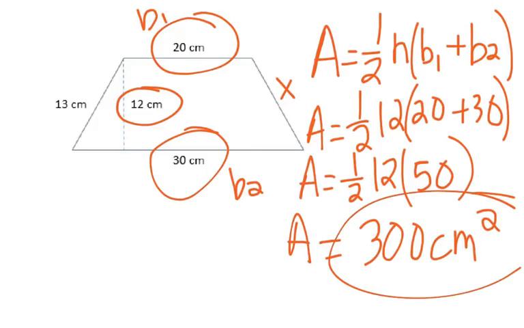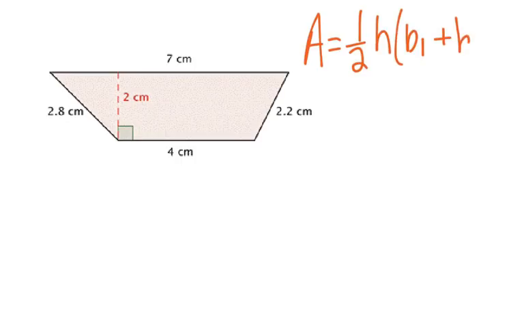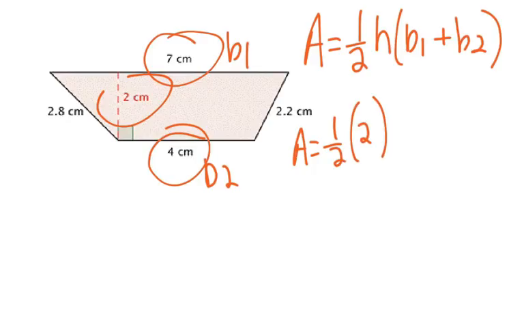All right, let's do another one with parallelogram. All right, so again, area is equal to 1/2 the height multiplied by B1 plus B2. And again, it doesn't matter. 7 and 4 are both the bases, so it doesn't matter which one you assign to B1 or B2. We'll make this one B1, this one B2. And then, of course, the height here is 2. So area equals 1/2 multiplied by 2 multiplied by the sum of 4 plus 7. All right, go ahead and calculate the area.